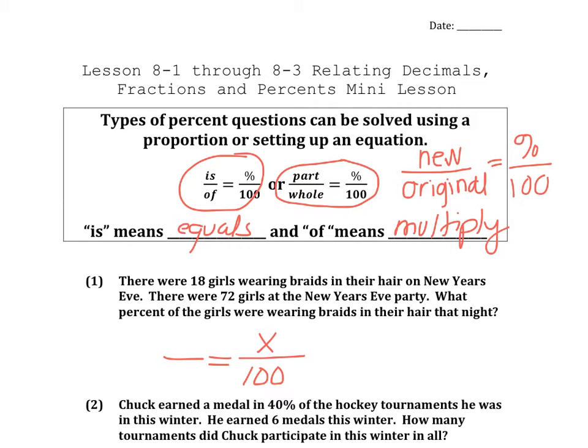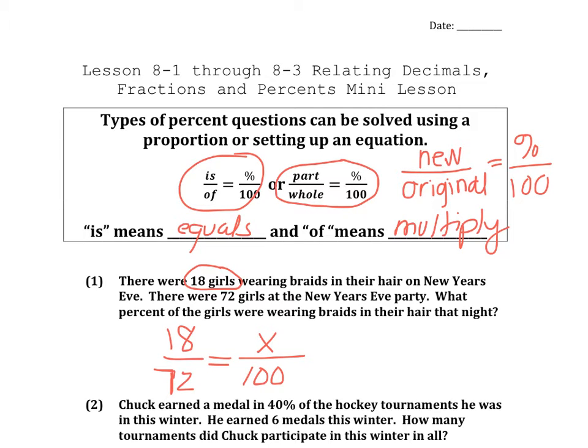Now, part of the things that you were given was part over whole, is over of, new over original. Well, in terms of these girls, there were 72 girls total. That would be your whole, so it would go in the denominator. The part would be how many girls they're asking about in terms of the braids in their hair, which was 18. Now, I'm looking for the percent over 100 that makes 18 over 72 true, makes it a proportion.